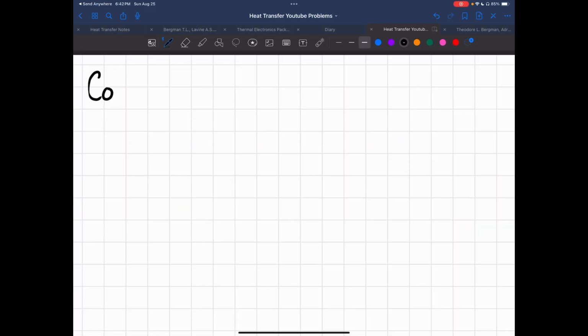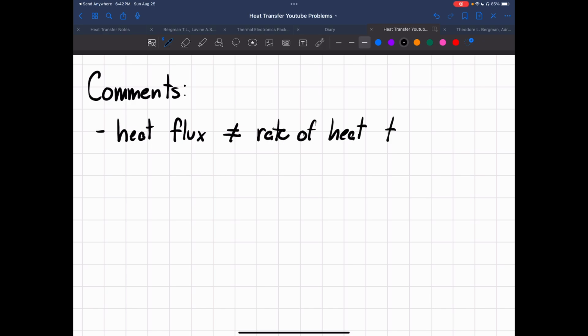So the last thing, do we have any comments on the problem? Well, the first thing we could write is what we had to consider, that heat flux is not equal to the rate of heat transfer, right? The rate of heat transfer is that Q sub x, although it doesn't have to be an x, and the heat flux was our Q sub x double prime. And this was watts per meter squared. This was how much heat is getting transferred for some area, versus this was just in watts. So how much heat is getting transferred overall.